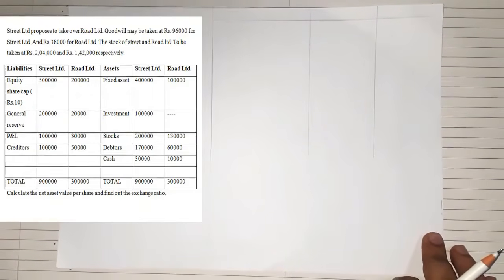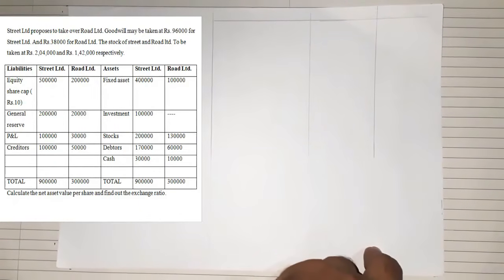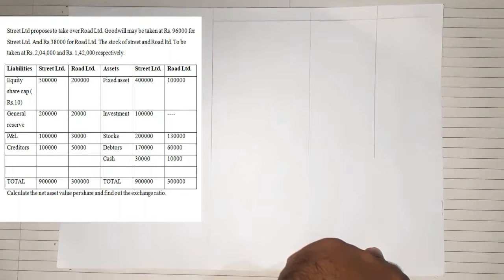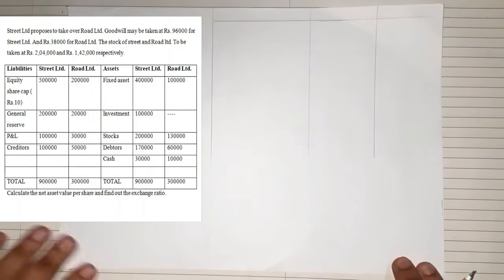Okay, now this is the second question. Let us first read the question one time and then we'll see how we need to go about solving this sum. It is given that Street Limited proposes to take over Road Limited. The goodwill may be taken as 96,000 for Street and 38,000 for Road. Stock of both the companies have been given as 2,04,000 and 1,42,000 respectively. They are giving you liabilities and many assets. Calculate net asset value per share. So they're asking us to find the value of shares per net asset method and also find out the exchange ratio.